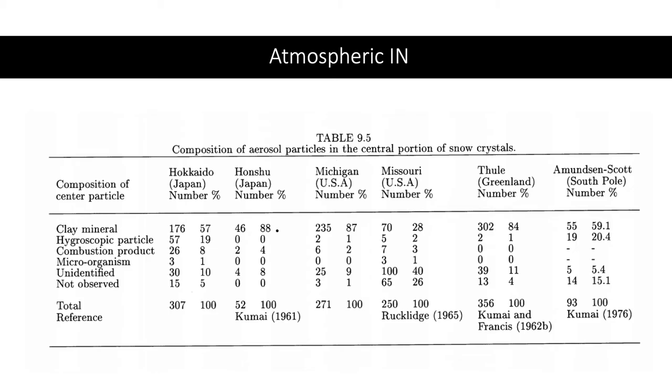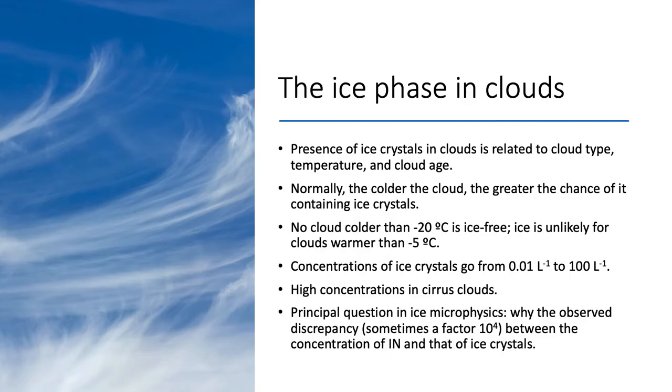See these two locations in Japan. Missouri is kind of an exception in this case, but otherwise, clay is the main one responsible for the formation of ice nuclei. Microorganisms, that would be the bacteria that we talked about, are almost everywhere kind of irrelevant. Still, they could nucleate ice crystals, but they're not as important as other things.